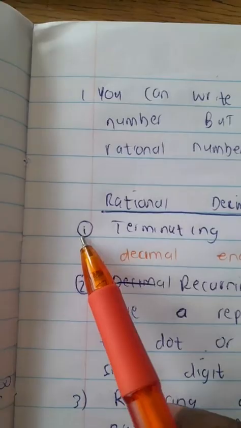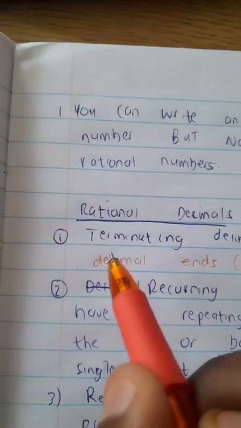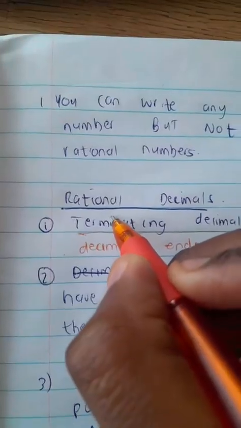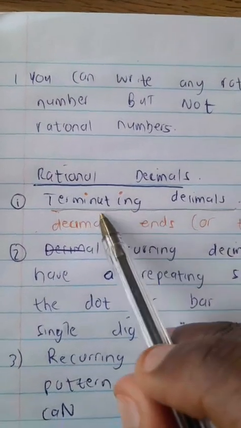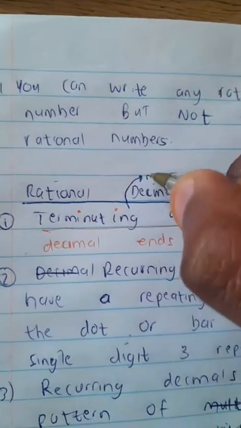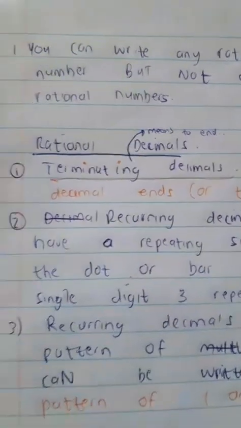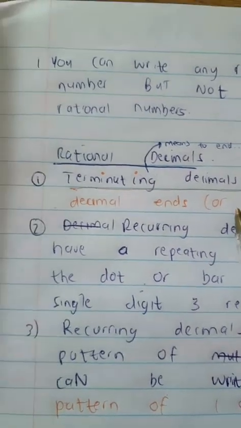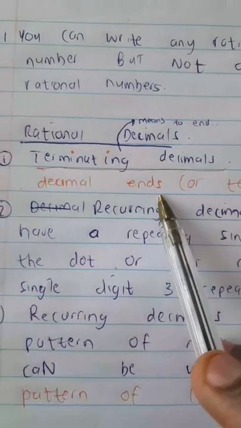So here we go. Rational decimals are terminating decimals. Have you guys watched the movie Terminator? Yeah, okay. So anyways, the word terminate means to end. Terminating decimals. Okay. It's when decimals end.